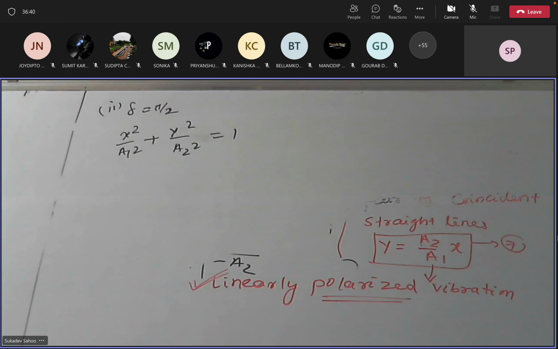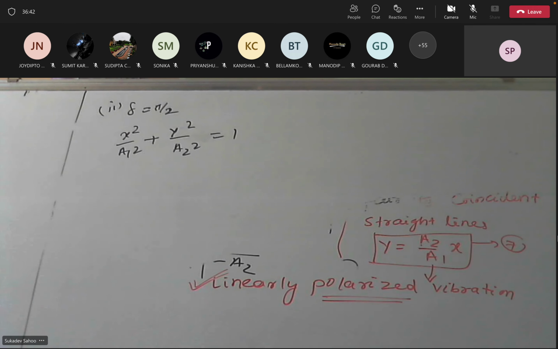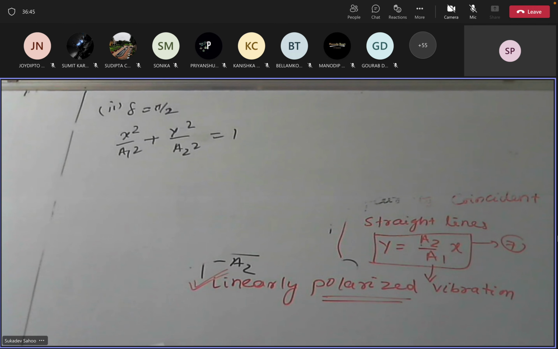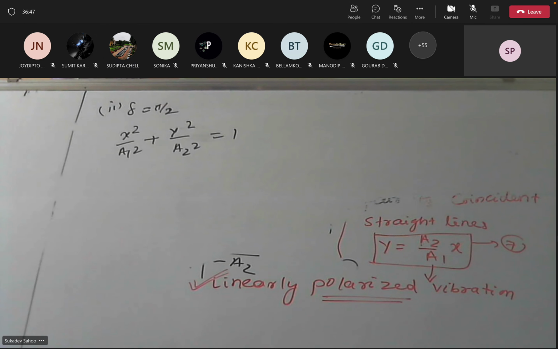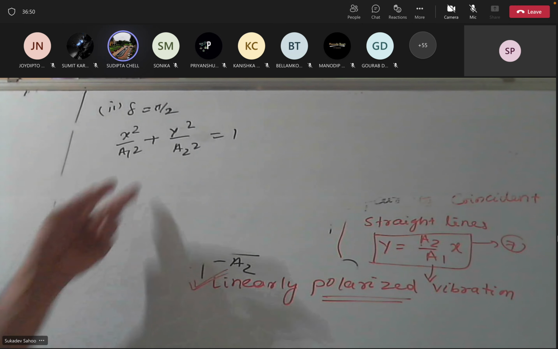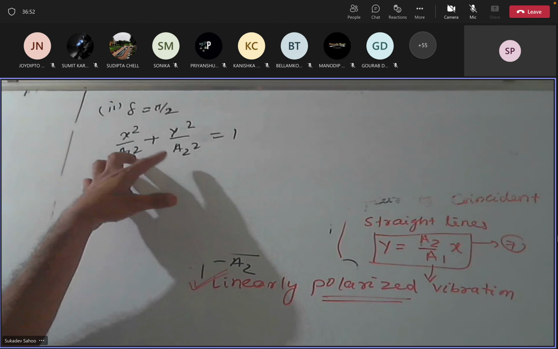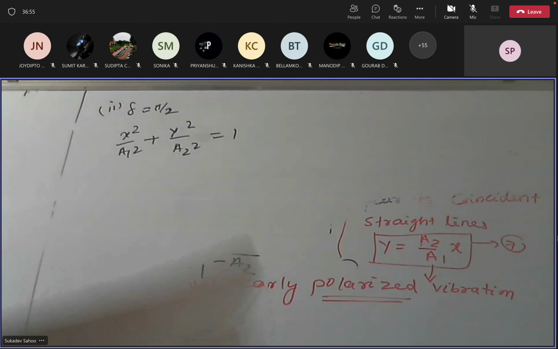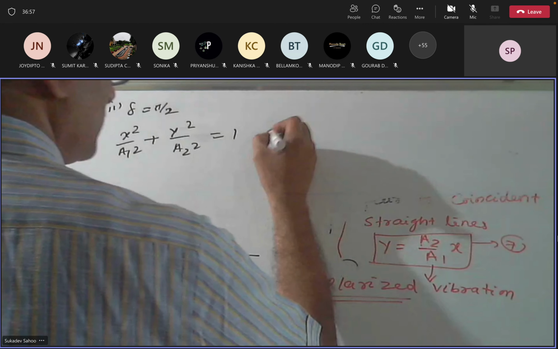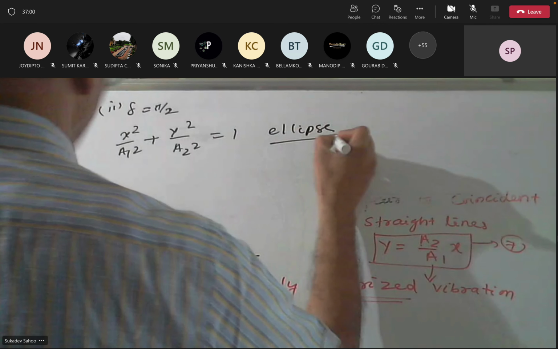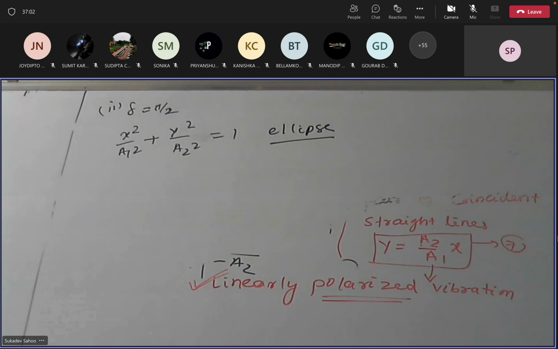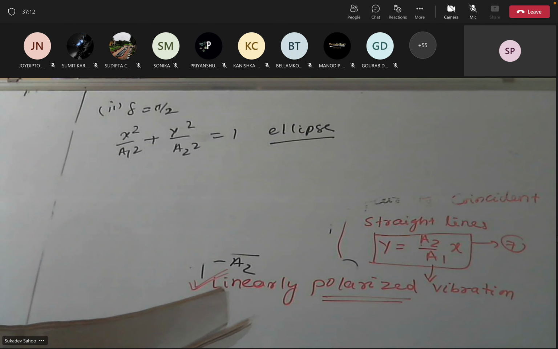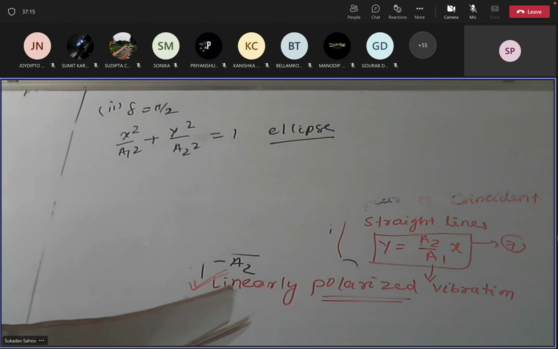This is an equation of, anybody? This is an equation of an ellipse. In a particular case, when a1 equal to a2, that case is a circle. Okay. So this is the equation of an ellipse whose principal axes lie along the x and y axes.